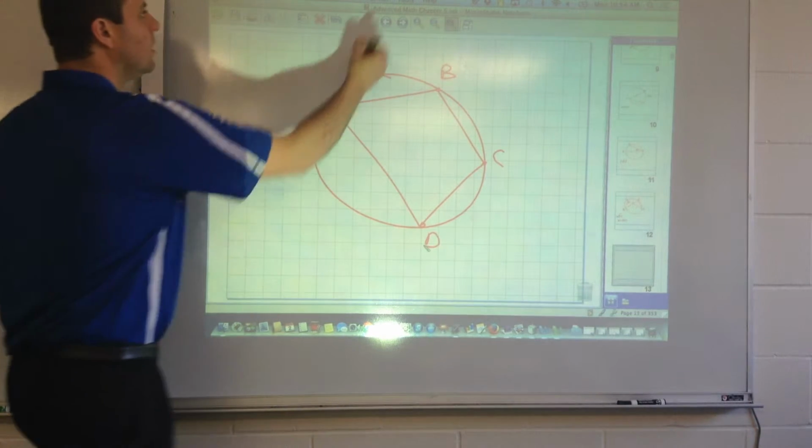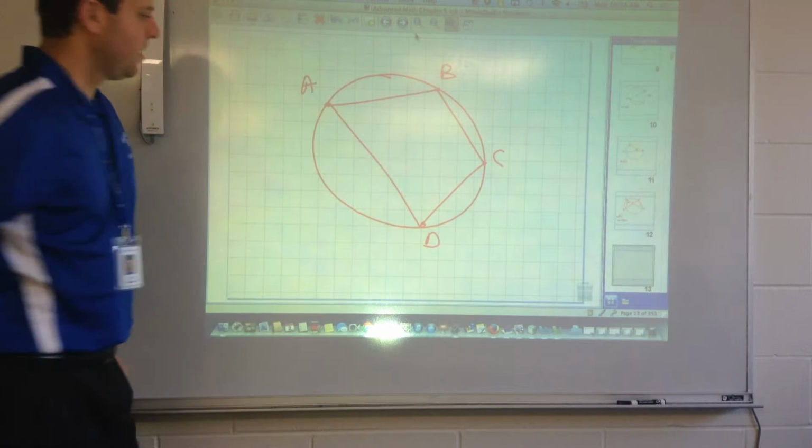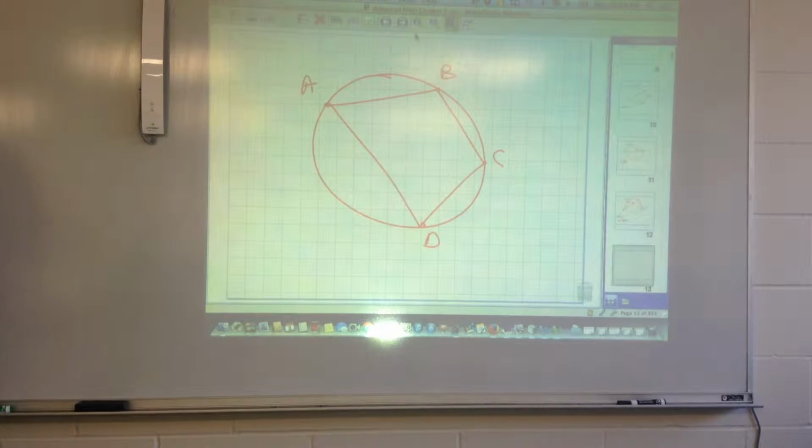All right. So, here I have a quadrilateral, a four-sided figure, inscribed in the circle. Okay? Here I have a quadrilateral inscribed inside the circle. Okay?